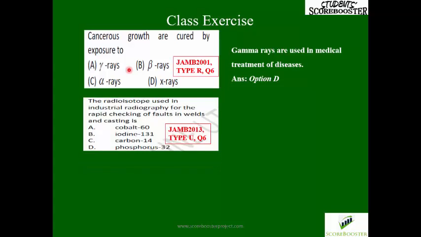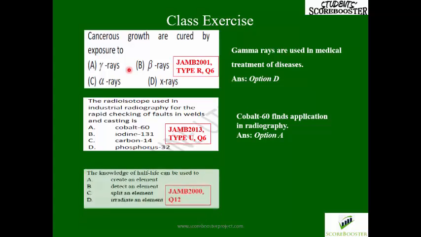The radioisotope used in industrial radiography for the rapid checking of faults in welds and castings. We talked about cobalt-60 the other time, and I remember cobalt-60 and carbon-14 that we checked. We said they are used in dating archaeological studies and finding faults in casting. Cobalt-60 is a very important radioisotope in radiography.